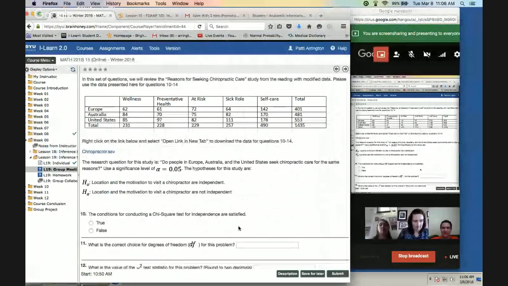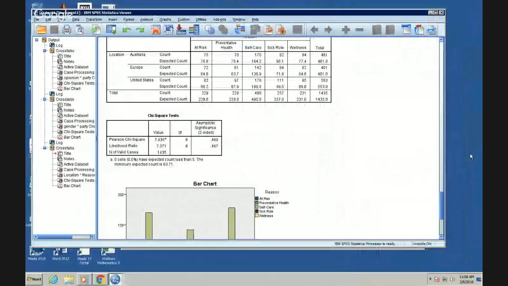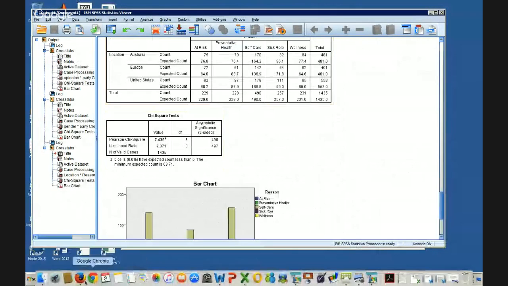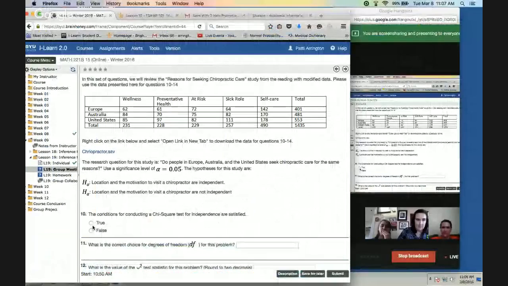So it wants to know if they're satisfied. Because right here, they all are greater than 5. Greater than 5. So true, the conditions are met.